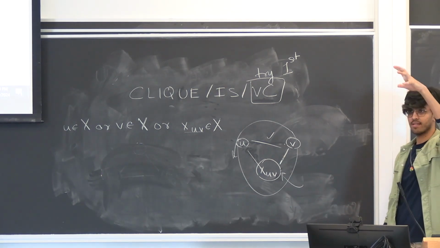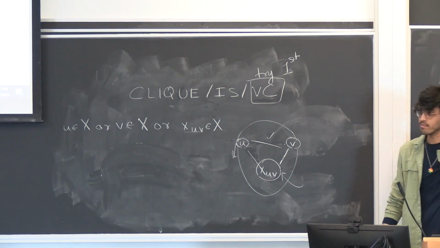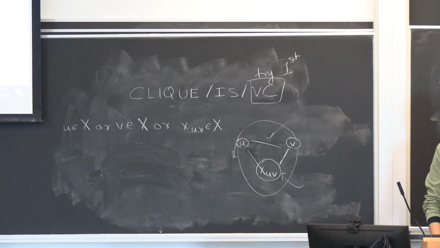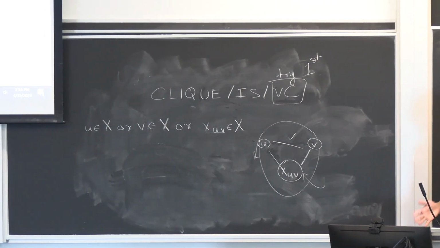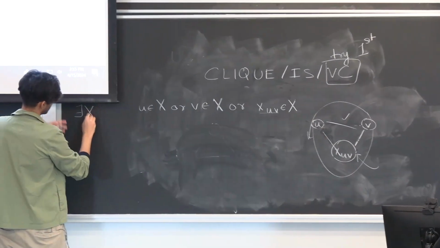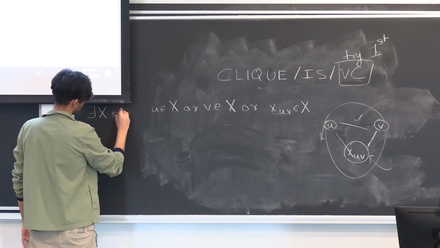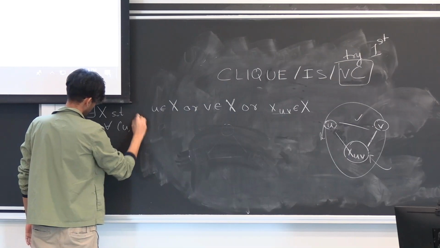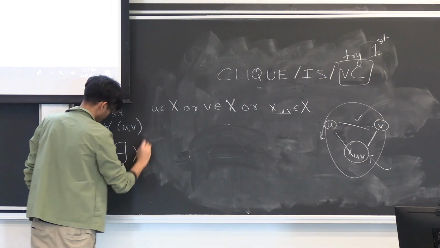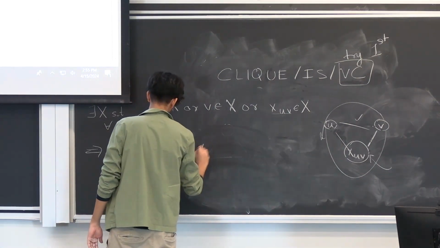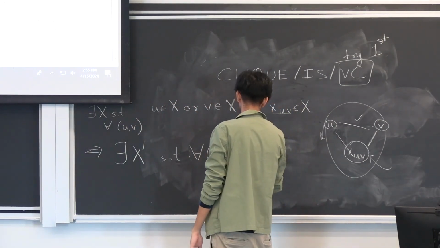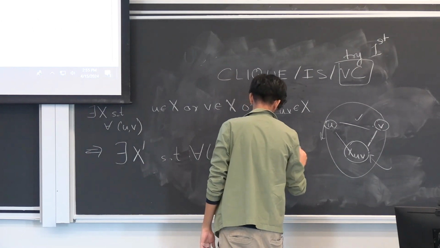And now it's very easy to see that, okay, great. Now this set of nodes is a corresponding vertex cover in the original graph, right? Does that make sense? I said if there exists X such that for all UV this statement is true, then it implies that there exists some X prime such that for all UV I only need one of the two, right? I can get away with one of the two: U in X prime or V in X prime.